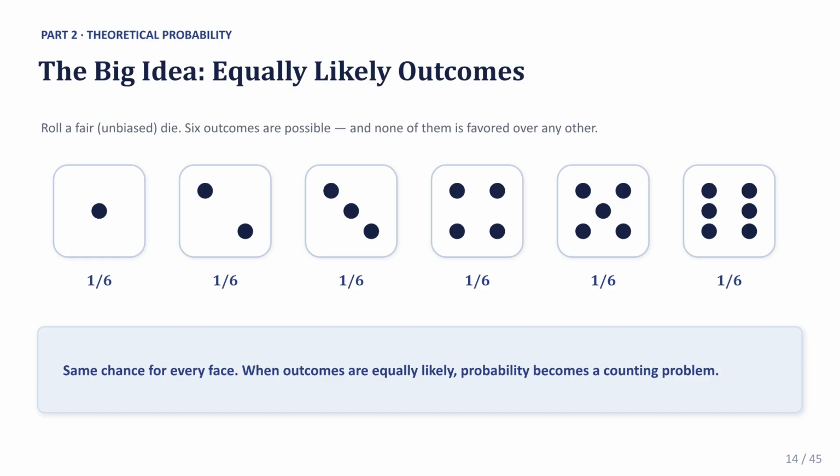The secret to theoretical probability is equally likely outcomes. When you roll a fair die, every face has the same chance of landing face up, 1 in 6. When every outcome has the same chance, probability becomes a straightforward counting problem. We just count what we want and divide by the total possibilities.